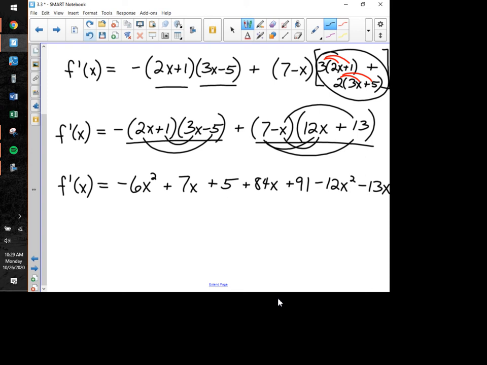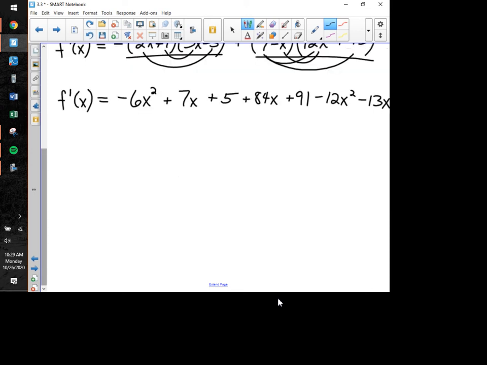Okay, little messy, and now combining like terms is certainly something reasonable to expect us to do as well. So where are we, guys? 7 terms here. Let's see what we can combine. We've got a minus 6x squared minus 12x squared. That gets us a minus 18x squared. That takes care of that term and that term. As far as x terms, we have 3 of them. 7x plus 84x is a 91x, and 91x minus 13x is going to get us a plus 78x.